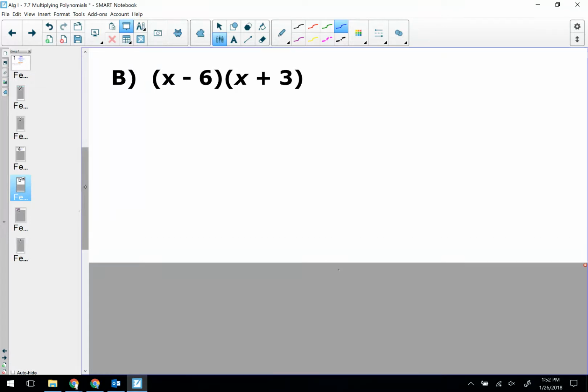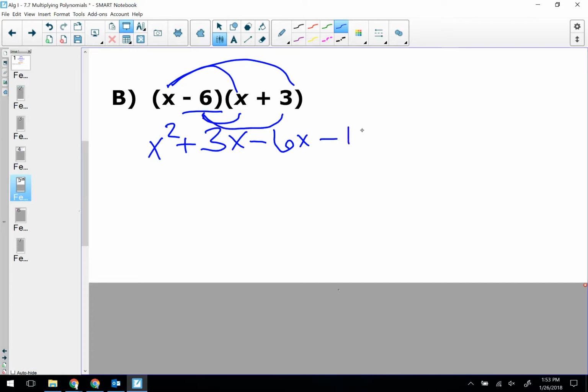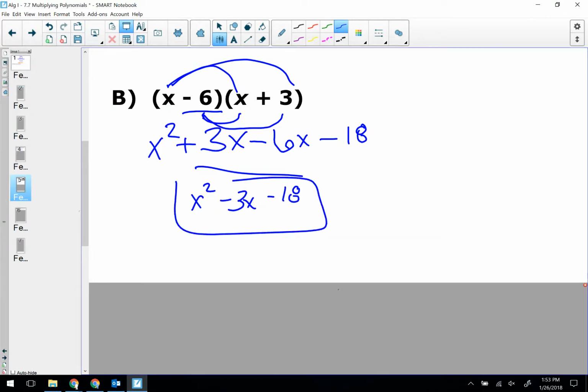Okay, so again, first, outer, inner, last. X times x is x squared. Outer, x times 3 is 3x. Inner, here's where it gets funky. Negative 6 times x is a minus 6x. Last, negative 6 and a 3, negative 18. Sorry about my funky 18. I combine like terms in the middle there. That's going to give me an x squared minus 3x minus 18. And that's my answer. So the key part to watch out for is this distributing with that negative term. That can be a little tricky, so watch out for that.